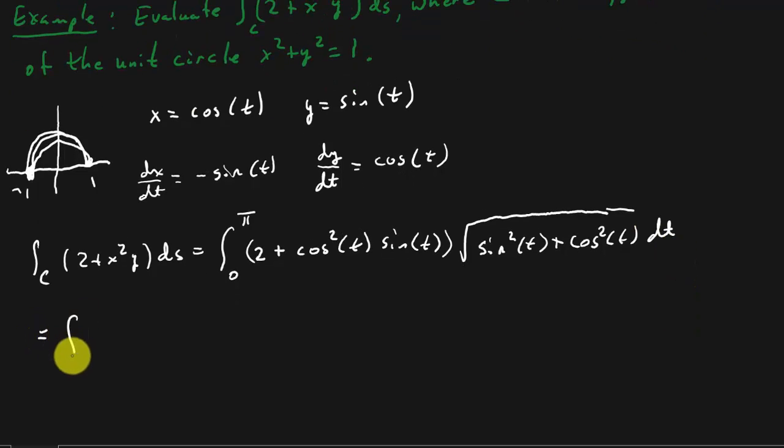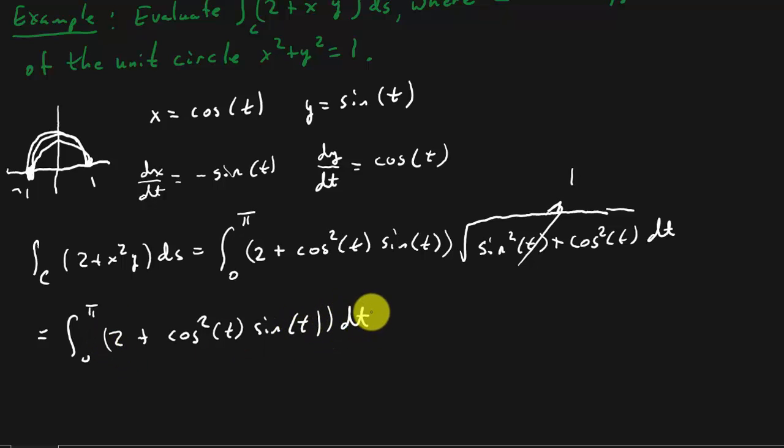And so this is going to give us 0 to pi. And remember, this right here, that's just 1. Sine squared plus cosine squared is 1. Square root of 1 is 1. And that's going to be 2 plus cosine squared t sine t dt.